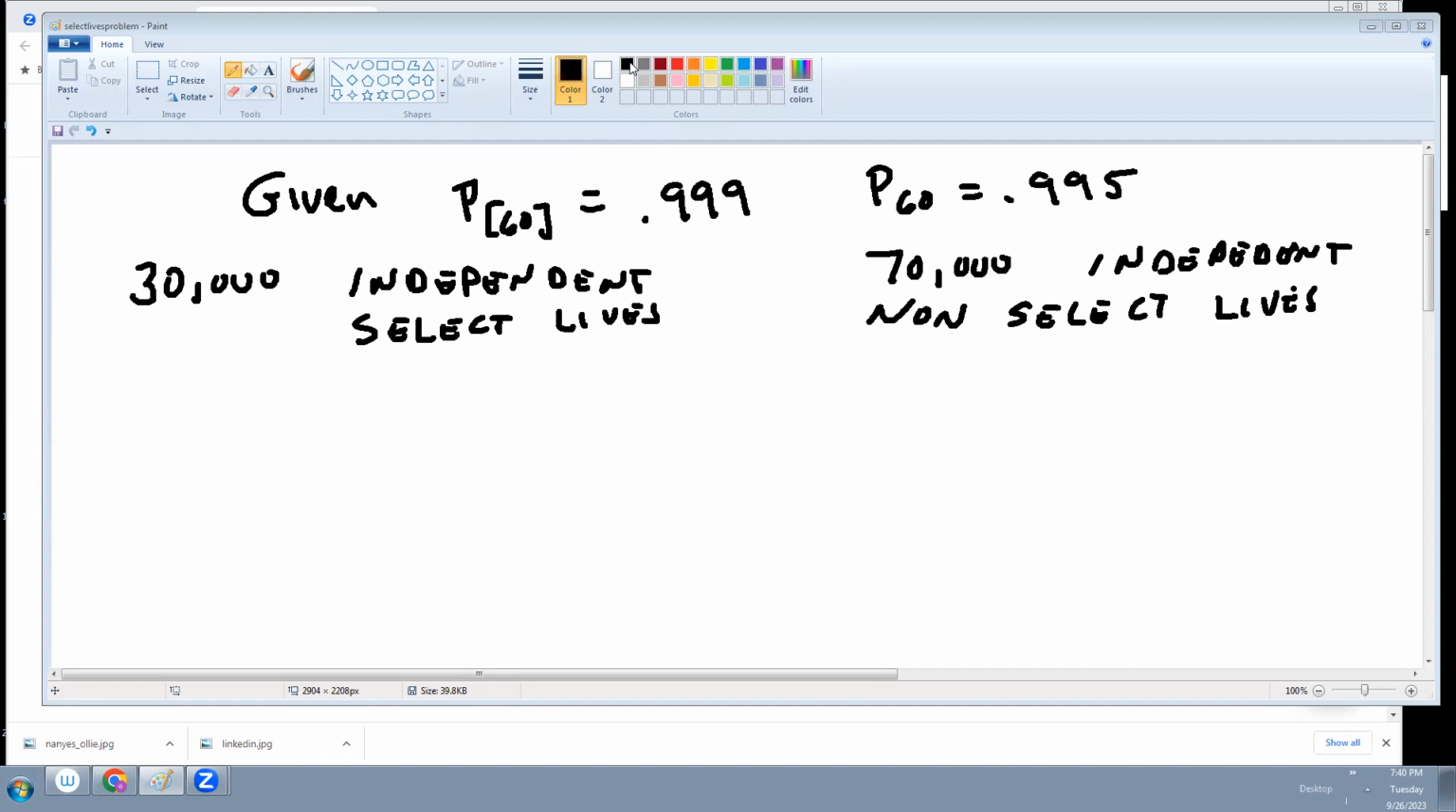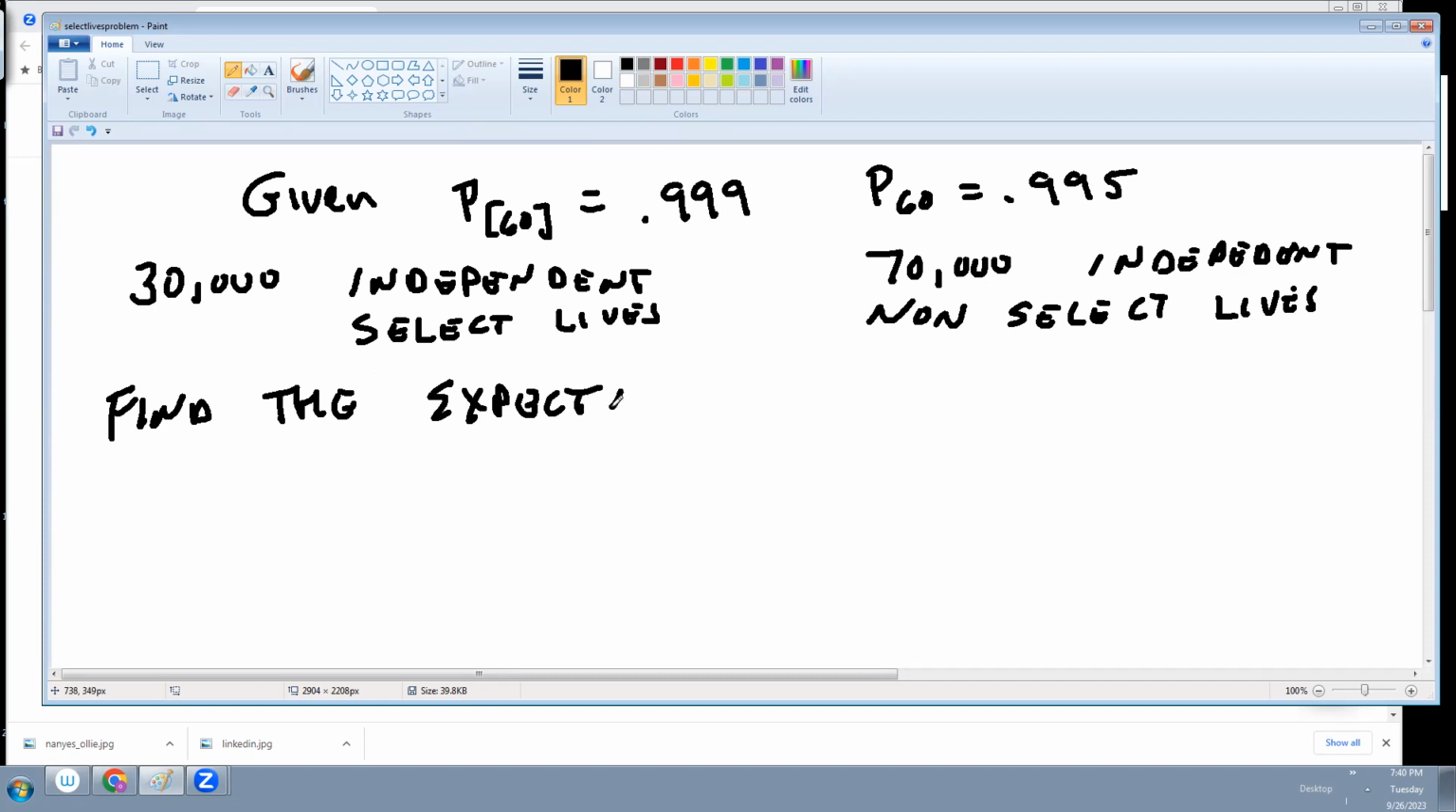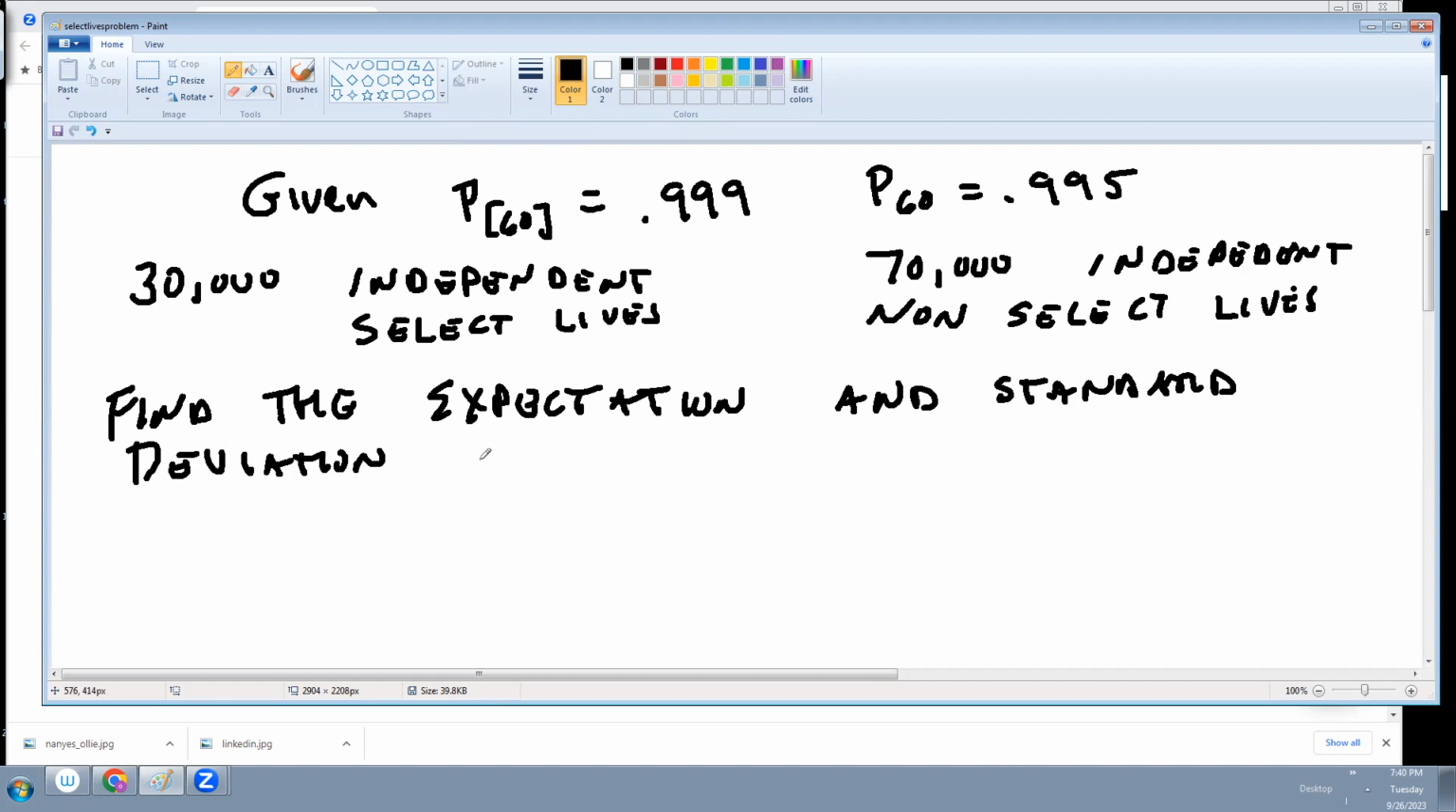So the question is, find the expectation and standard deviation of the number of survivors after 1 year.